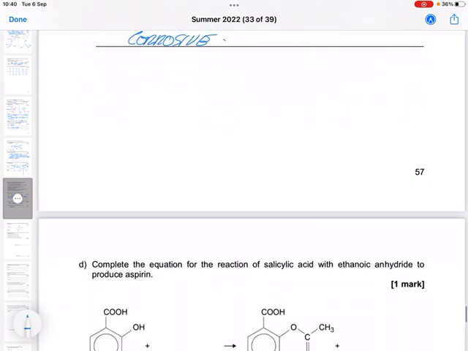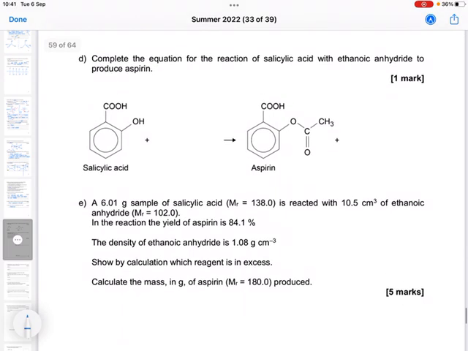Okay, next part. Complete the equation for the reaction of salicylic acid with ethanoic anhydride. So CH3COOC... So that is ethanoic anhydride. And then what we end up with over here is the carboxylic acid.